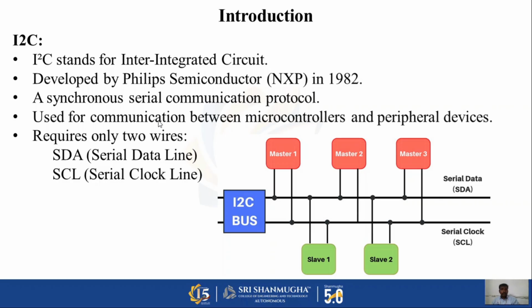One of the biggest advantages of I2C is that it requires only two communication lines. The first line is SDA. This line carries the actual data between devices. The second line is the SCL line. SCL stands for serial clock line. This line carries the clock pulse generated by the master device. Because only two wires are needed, the hardware becomes simpler and less expensive.